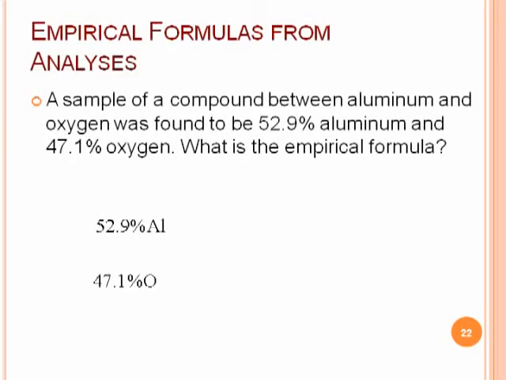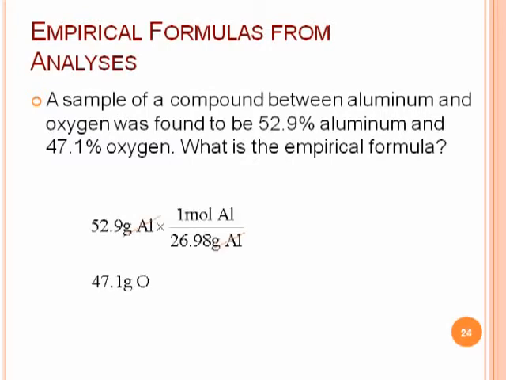Here's another example, except it involves percentages this time. We've got a compound between aluminum and oxygen found to contain 52.9% aluminum and 47.1% oxygen. What's the empirical formula? We're going to assume a 100-gram sample, which means I'm just going to take the percent sign off and put grams in. That makes our math easier. From that, we're just going to work the problem normally.